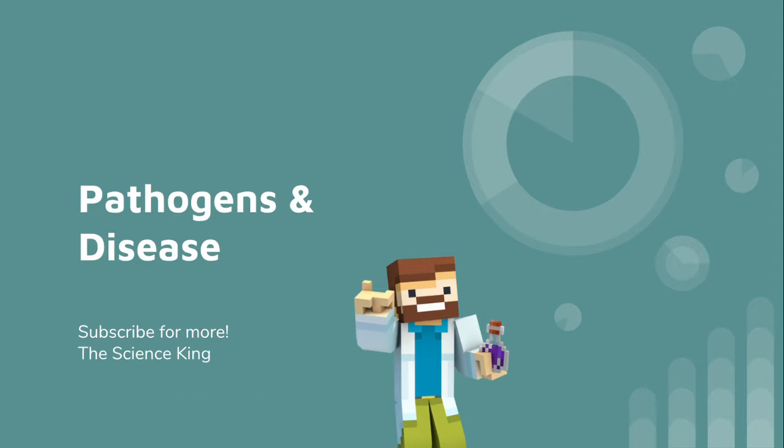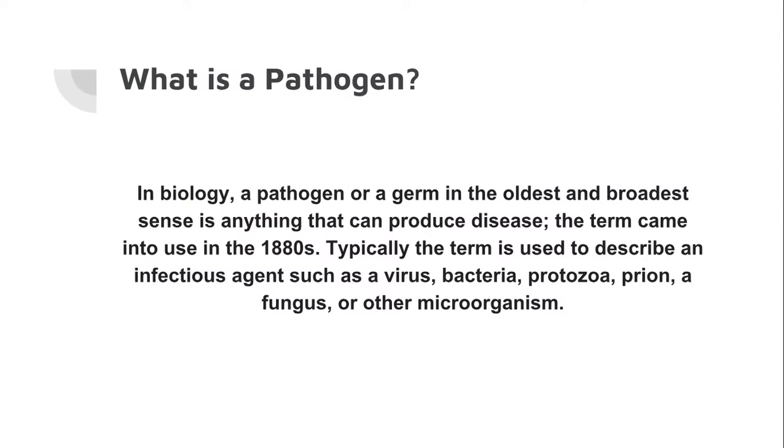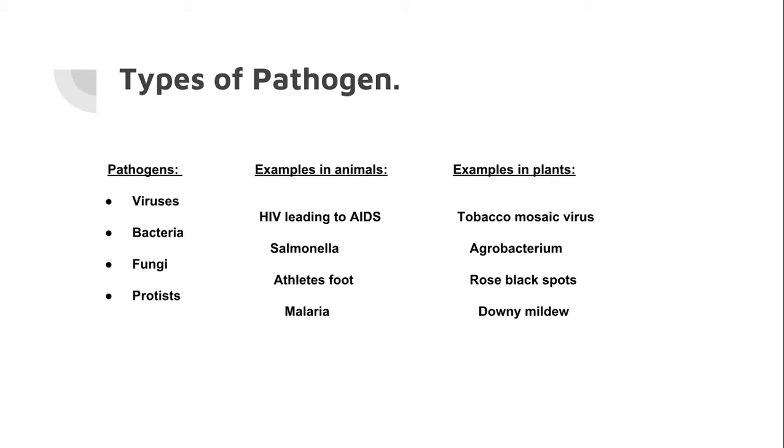Today I'll be talking about pathogens and diseases. So let's get right into the video. So what is a pathogen? In biology, a pathogen or a germ is, in the oldest and broadest sense, anything that can produce disease. The term came into use in the 1880s. Typically, the term is used to describe an infectious agent such as a virus, bacteria, protozoa, prion, a fungus, or other microorganisms.